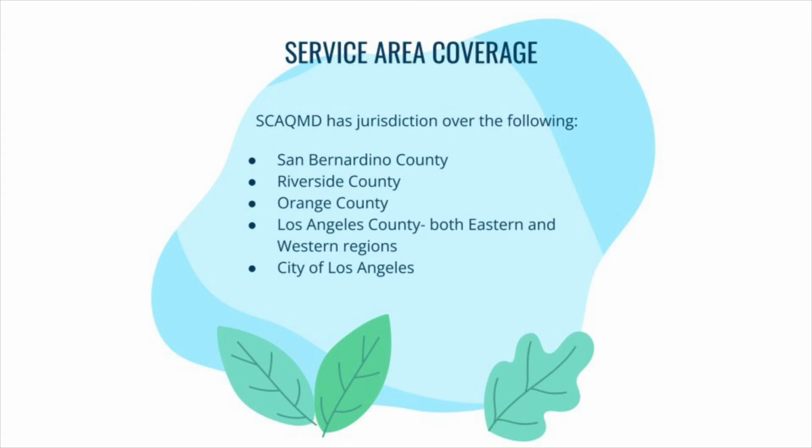Next, we'll cover the service area coverage. So for this agency, their jurisdiction is over the following. They cover San Bernardino County, Riverside County, Orange County, Los Angeles County, both eastern and western regions. They do also cover the city of Los Angeles. So this is a pretty big jurisdiction and service area that this agency has. There's also a very specified list of cities to check if this agency covers your city. You can check their website and they have all the cities listed on there.